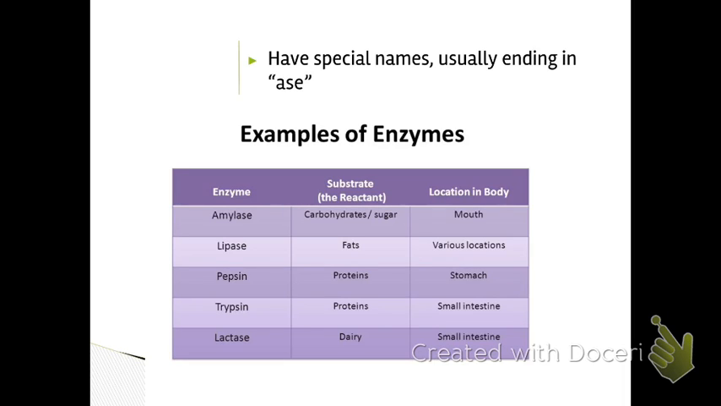The big thing here is we want to know that most enzymes end in ASE. So every time you see ASE, usually that refers to an enzyme. One of the most common ones is lactase. Lactase breaks down lactose, which is found in dairy products. A lot of people are lactose intolerant, and the major reason is they either have no lactase, so they don't have the enzyme to break down lactose, or the lactase is mutated somehow.